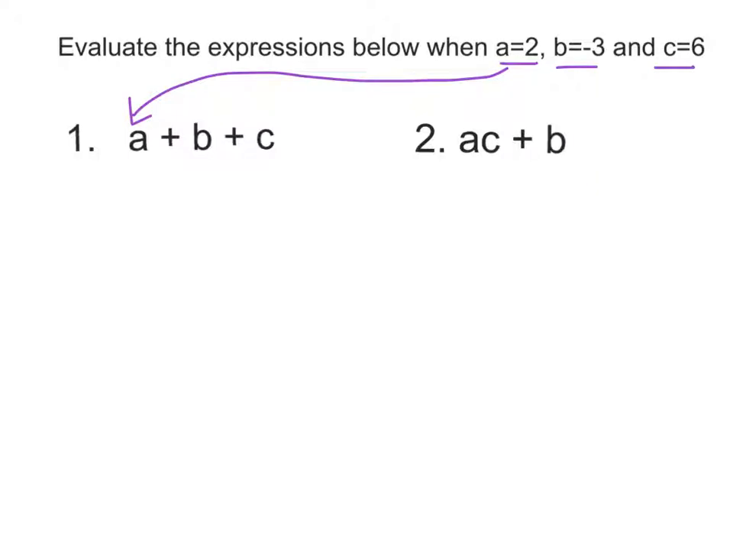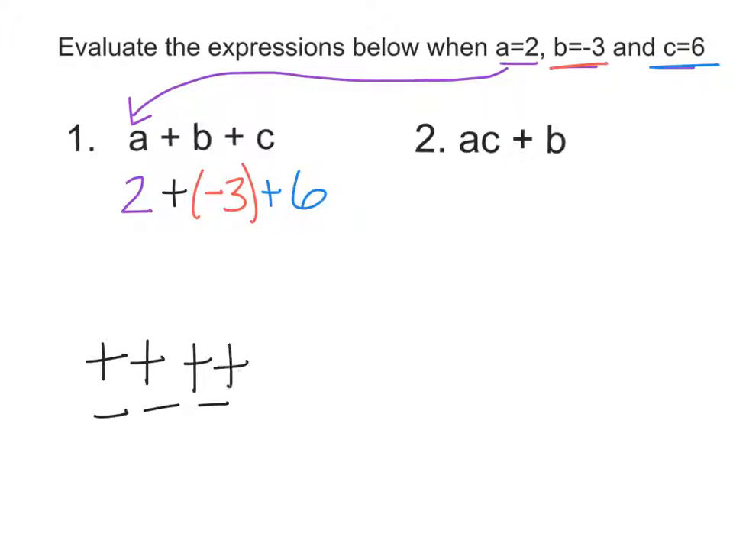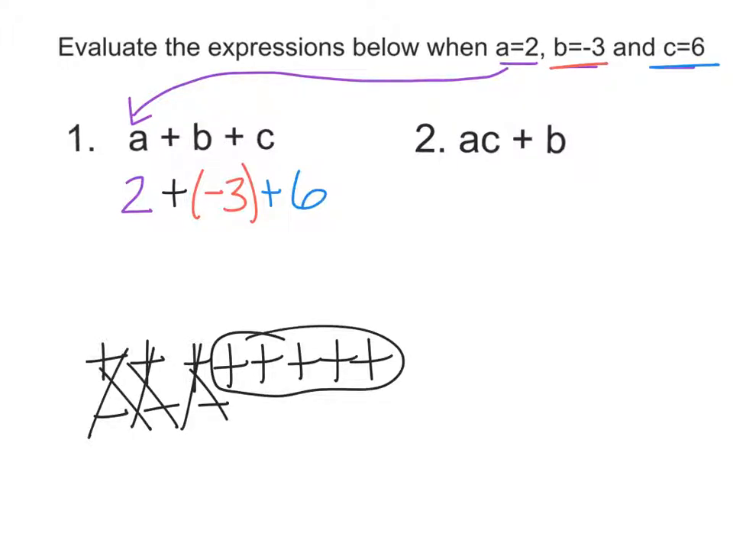So for A, I'm going to put in 2 plus B, I'm going to put in -3, and then plus C, I have 6. And now all I have to do is add these numbers together. I could use tiles, or I could just add them if I know how. I'm going to do tiles here quick. I have 2 plus -3 plus 6. 3, 4, 5, 6. Cross out my 0 pairs, and I am left with +5.